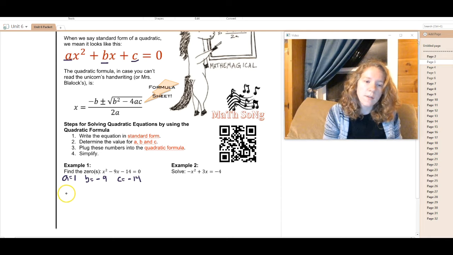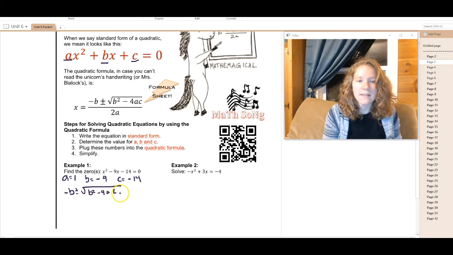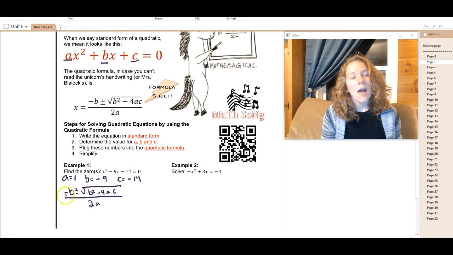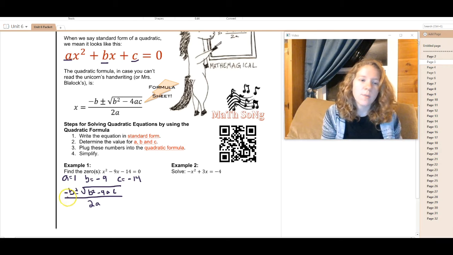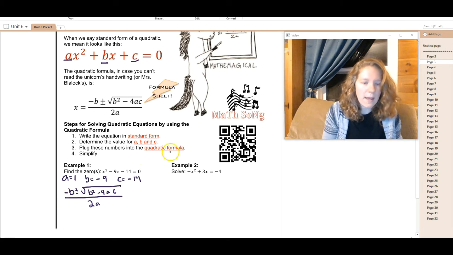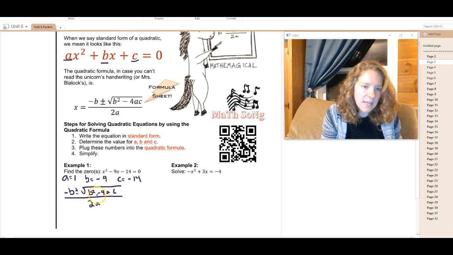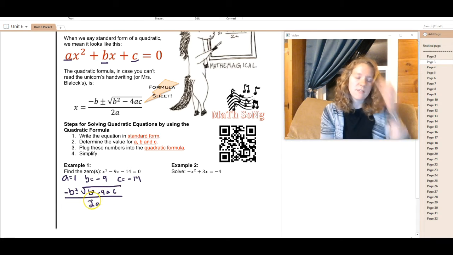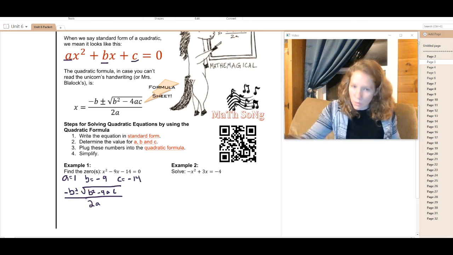So the quadratic formula is -b plus or minus square root of b squared minus 4ac, 4 times a times c, all over 2 times a. Every single time you hear me say the quadratic formula, I'm going to say all over 2a. A common mistake is that people put that fraction just under the -b or just over the b squared minus 4ac. You got to make sure it goes all the way across.